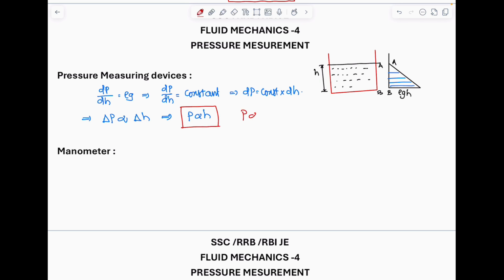P is directly proportional to H. The pressure exerted by the fluid column is directly proportional to H. If H is more, treating atmospheric pressure as 0, we have drawn the triangle. As H increases, pressure increases. This is equal to P.